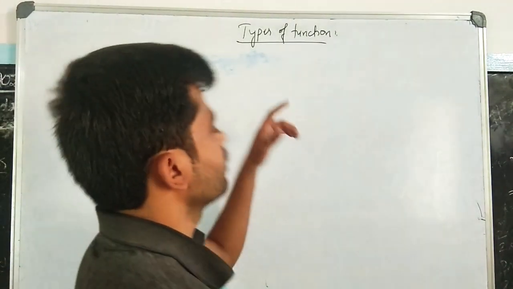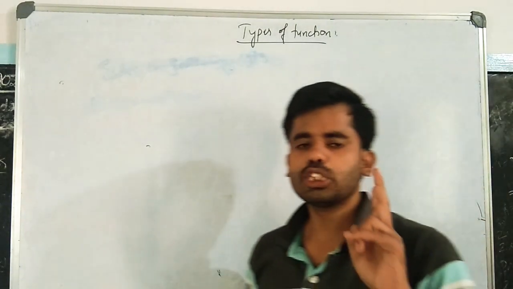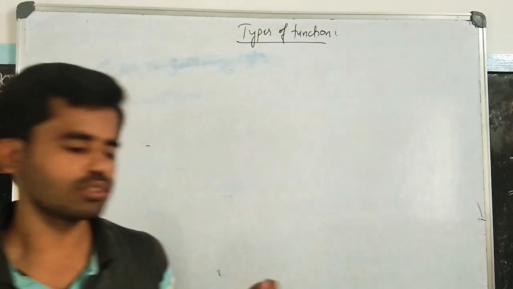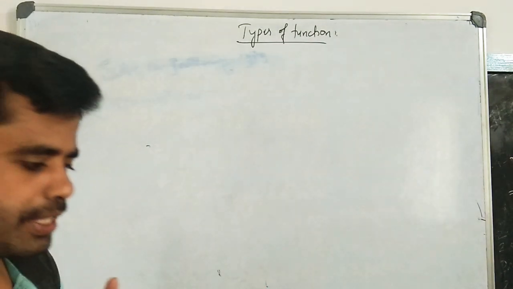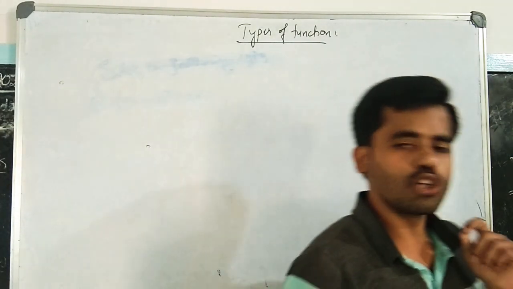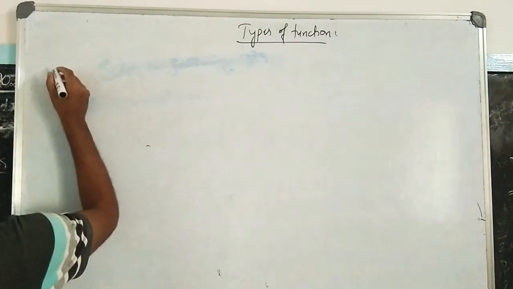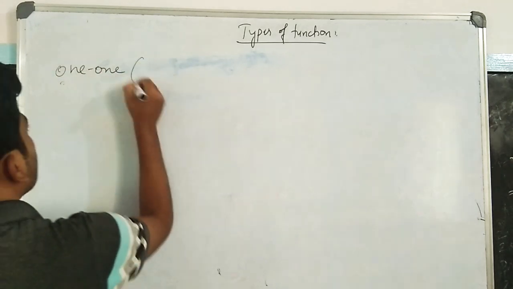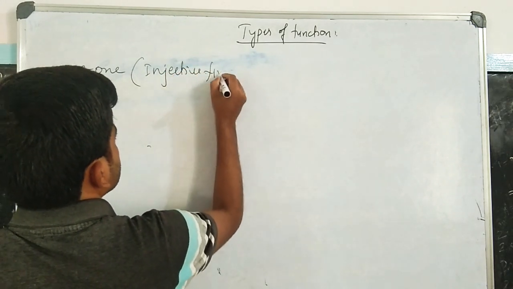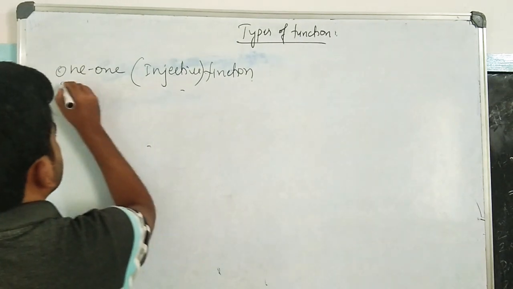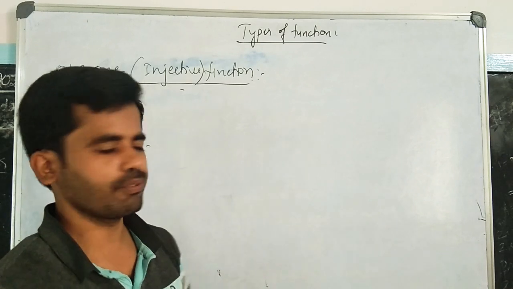Now let me come to the next topic, that is types of functions. Mainly there are two types of functions, which are the one-one function and the onto function. One-one function is also called an injective function and onto function is also called a surjective function. Let me see what is a one-one function. First one is one-one, also called an injective function. What is an injective function? Otherwise, what is a one-one function?